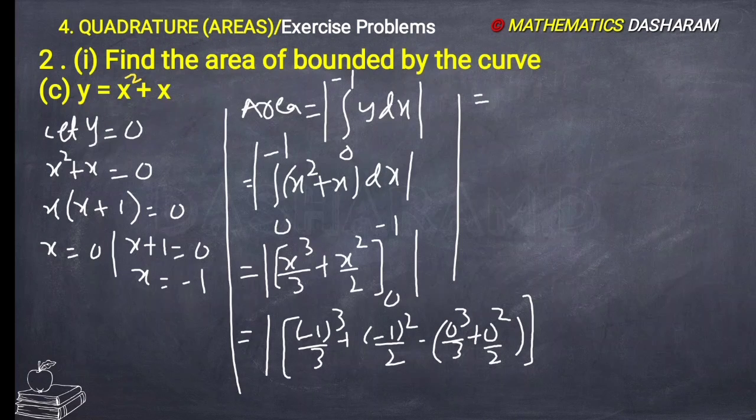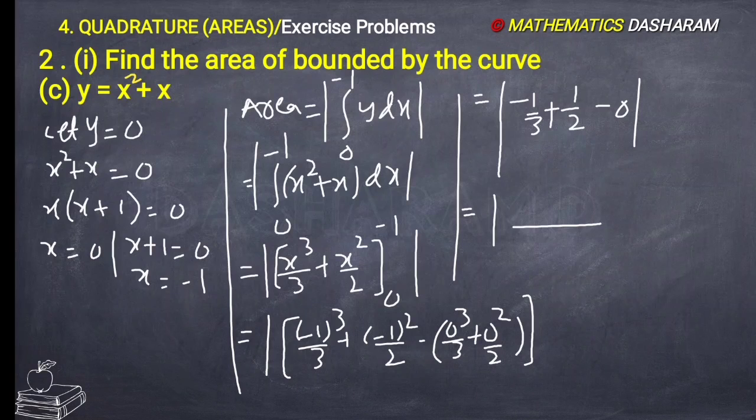So it equals: minus 1 whole cube is minus 1 by 3, minus 1 whole square is plus 1 by 2, and the 0 terms give a total of 0. Next, here 3 comma 2, LCM 6: minus 2 plus 3. So it equals 1 by 6 square units.